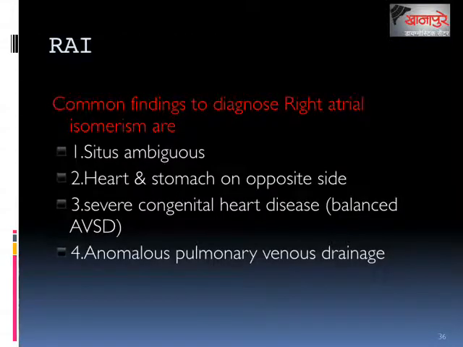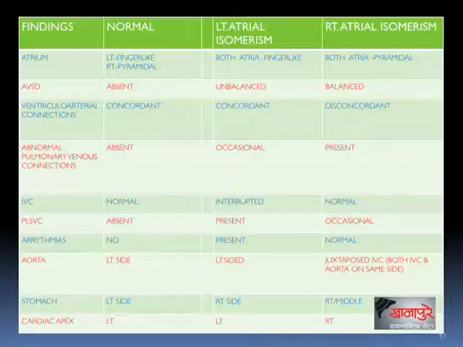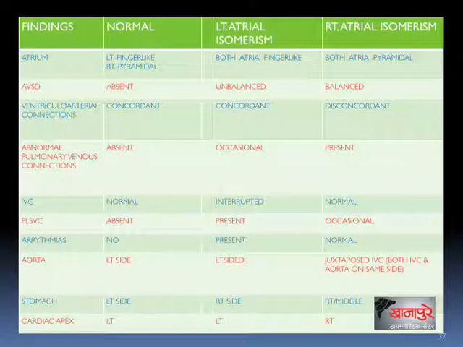Common findings to diagnose right atrial isomerism are: 1. Situs ambiguous, 2. Heart and stomach on opposite sides, 3. Severe congenital heart disease like balanced AVSD, and fourth one is anomalous pulmonary venous drainage. Now see this table for comparison of isomerism.